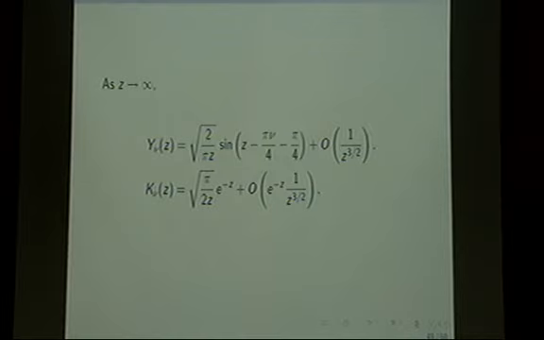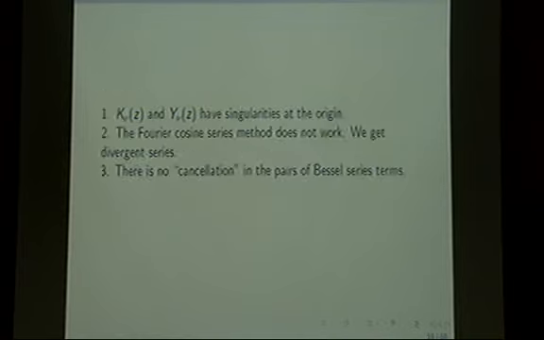So here are the asymptotic formulas for the Bessel functions. Note that k nu tends to 0 exponentially as z tends to infinity, so we can really ignore that in our analysis. So why is this problem a bit more difficult? Well, k nu and y nu have singularities at the origin, and these cause problems. So the Fourier cosine series method does not work. We get divergent series if you use the kind of argument that I gave before, but just in the past couple weeks, we've actually now corrected this. In other words, we now see how we can use Fourier series. So we think we've overcome this hurdle.